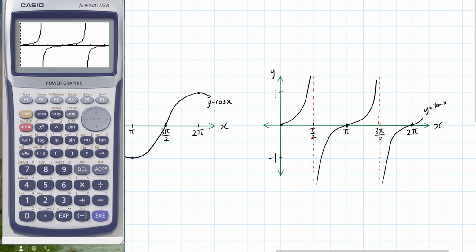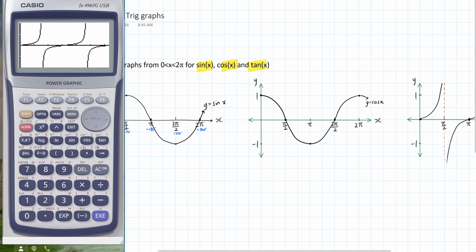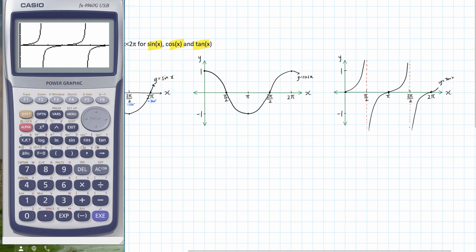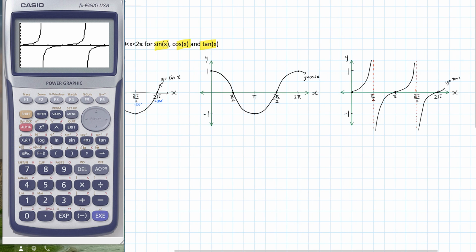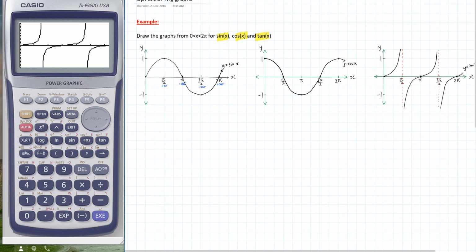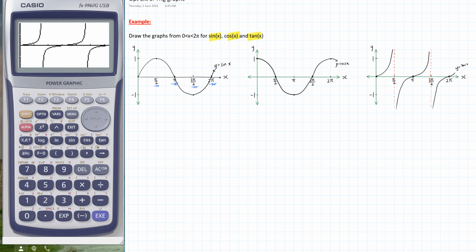Now usually when we're doing modeling with these trig graphs, it's really cos and sine that we use commonly for modeling. Tan is a little bit more obscure, but we can use it for modeling. But you should become familiar with those three types of graphs because they do crop up a lot in what we do. And then the next video I'll look at doing some modeling with these graphs.